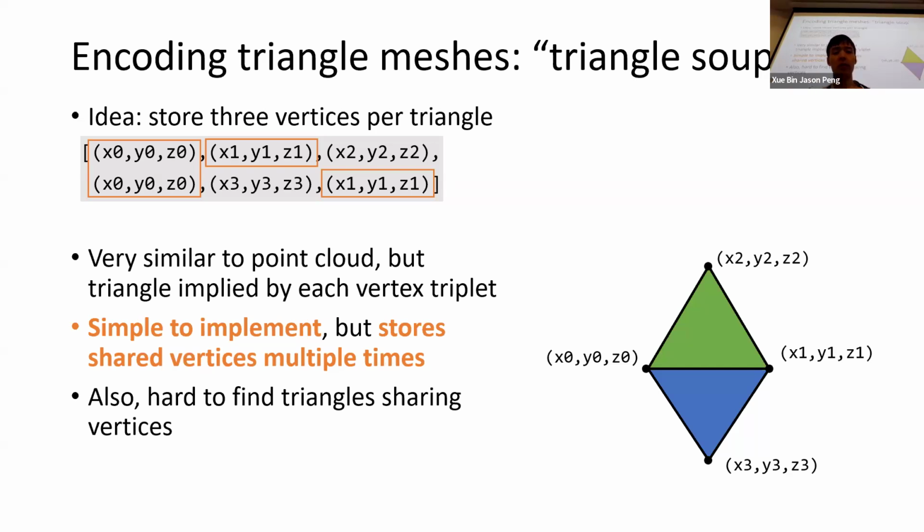Okay. So while this is a very simple data structure, in practice, we will often use more sophisticated data structures that try to improve some of these inefficiencies of the triangle soup data structure. But I guess before we move on to the next data structure, any final questions about this? Okay. Then let's take a look at how we can make this triangle soup data structure a little bit more efficient.